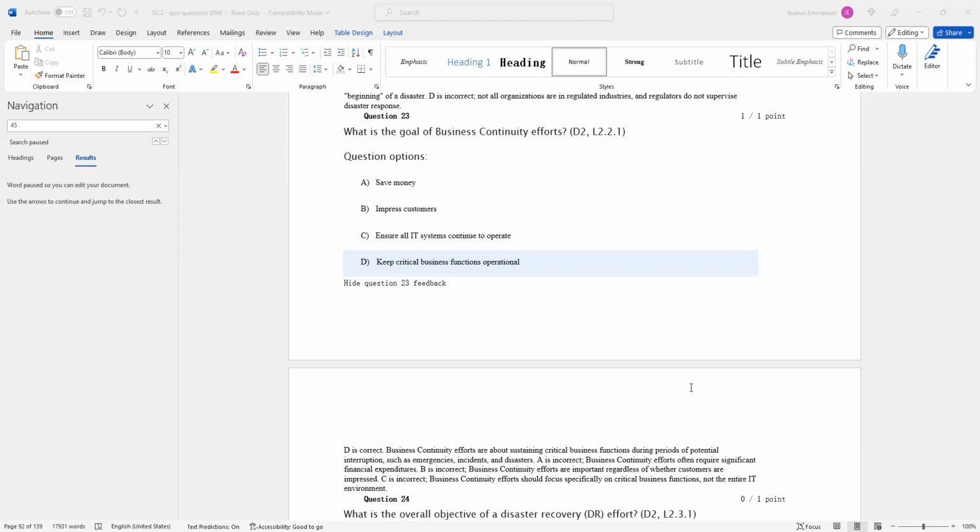So business continuity is about trying to ensure that you plan for the eventuality that a business interruption occurs, that the most critical business functions are able to continue to operate. In some cases, that may mean that some less important functions don't operate.